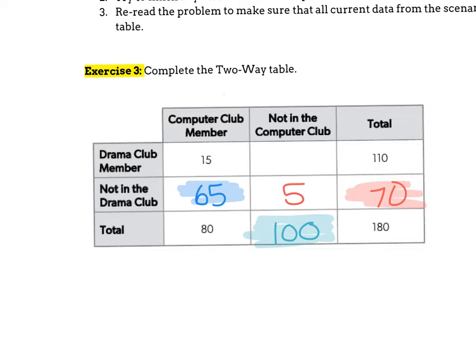And then I can continue to build this out. That means that 95 people are in the drama club but not in the computer club. And from here, I can just double check, is 15 plus 95 110? It is. That table is complete.